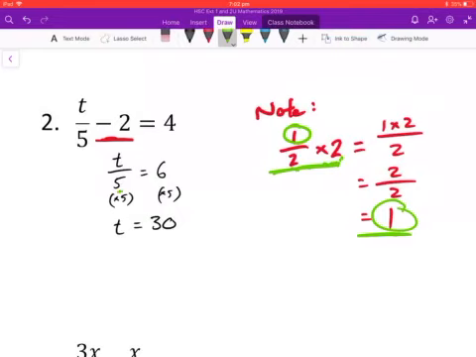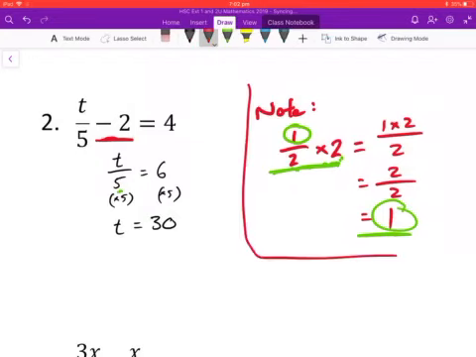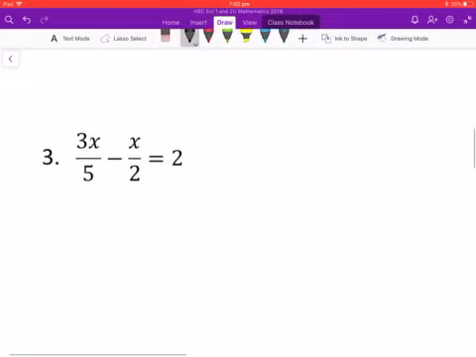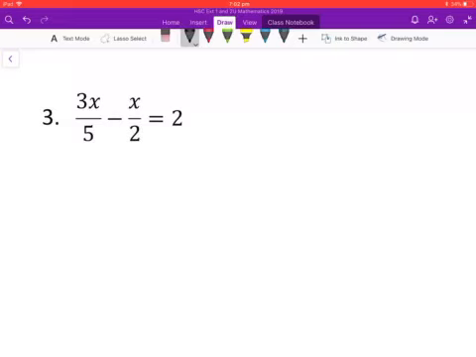Multiplying by 5, I get rid of the denominator, and I'm just left with the t. Same principle. So just a note, that's what's happening when we do that. All right, moving right along. Number 3. Here we have a case that I mentioned before. We've got 3x on 5 minus x over 2. We've got a denominator of 5, and then we've got a denominator of 2.